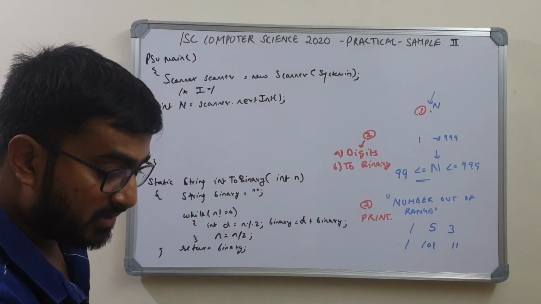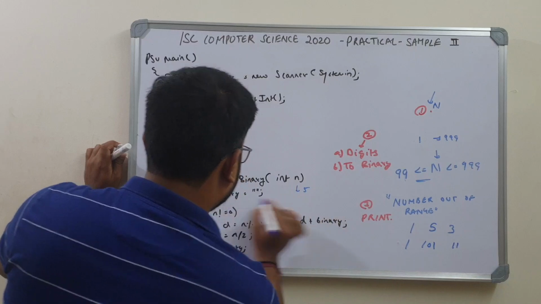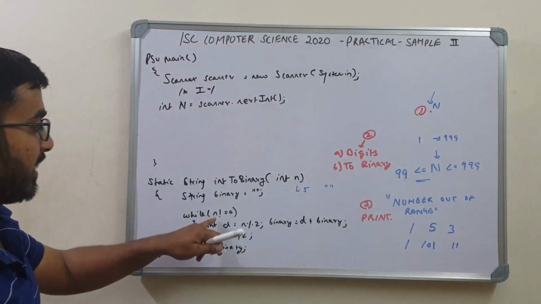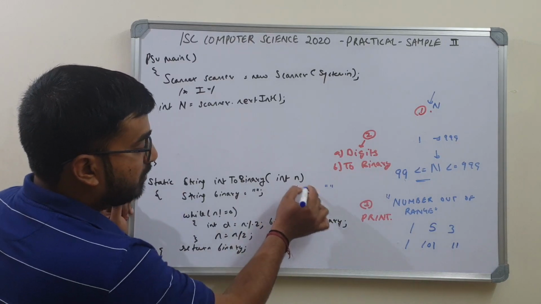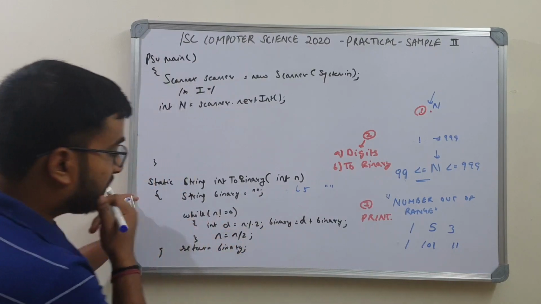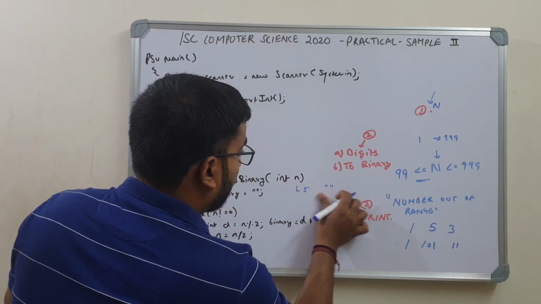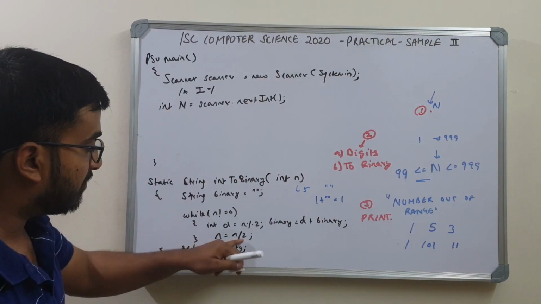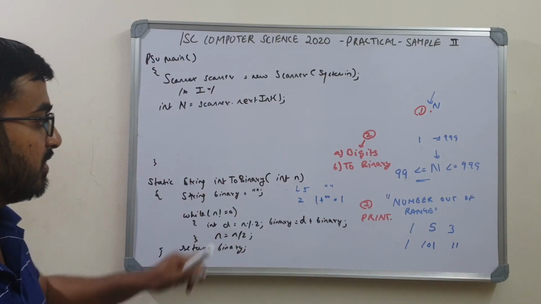So suppose your digit is 5, right? So n comes as 5, binary is blank, while n is not 0. n is not equal to 0 is true, 5 is not equal to 0 is true. d is n%2. n%2 gives you the remainder when n is divided by 2. n is 5, 5 divided by 2 gives you remainder 1. So binary becomes 1 plus binary, 1 plus blank, and it becomes 1. And n becomes 5 by 2. This is integer division, so only the quotient goes back into n.